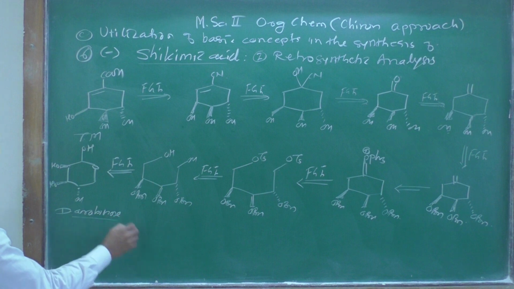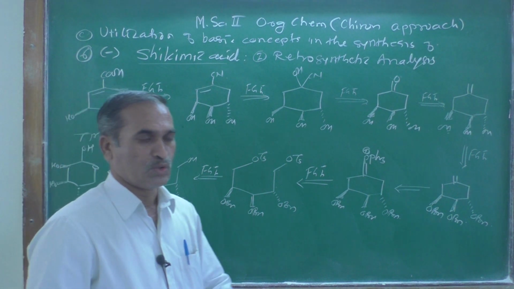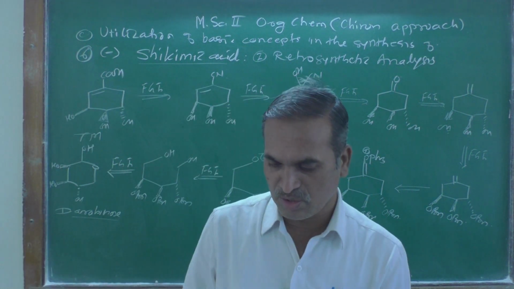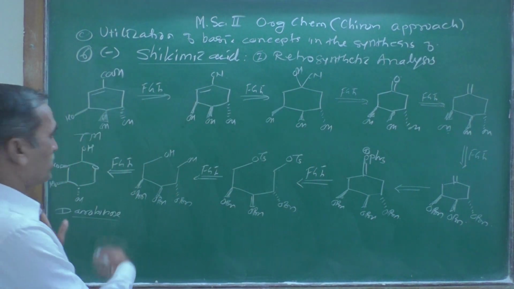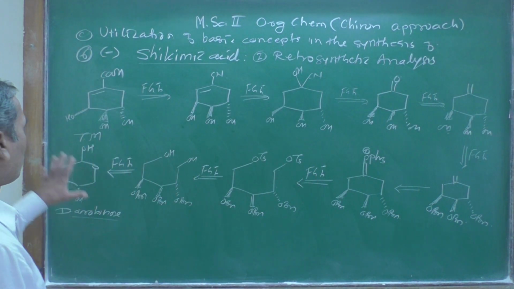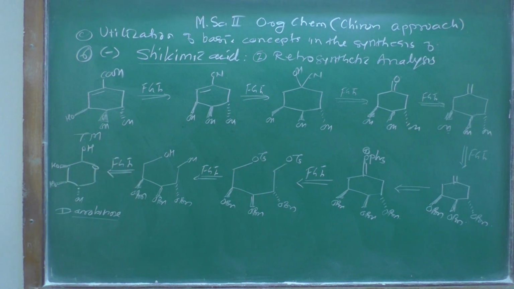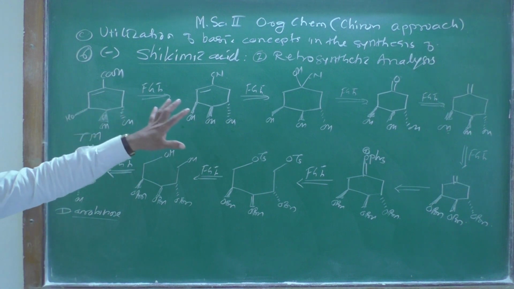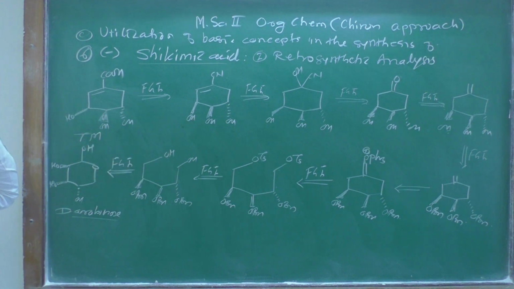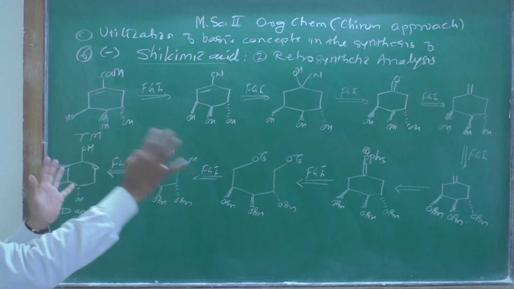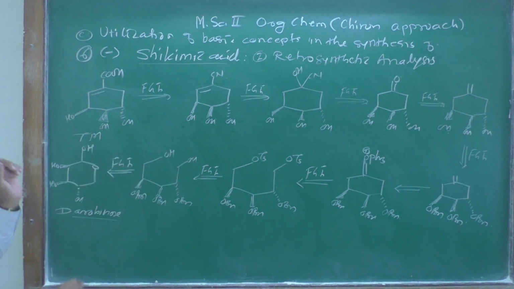D-arabinose is the starting material used for the synthesis, and it is present in open chain as well as in the cyclic form. So this is a retrosynthetic analysis. If you observe this reaction carefully, you can see how the retrosynthesis can be done, which is shown here.